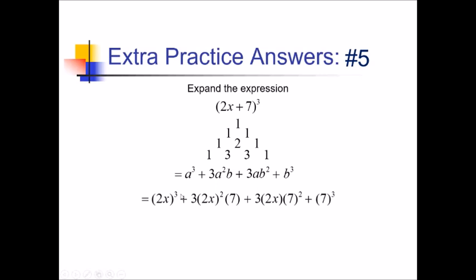2x to the third, that's going to be 2 cubed x cubed, so 8x cubed. Next, we've got 3 times 7, which is 21, and then this (2x) squared, that's 4x squared. 21 times 4 is 84, so we have 84x squared. Next, we've got, let's see here, this is 49 times 6. I could probably use a calculator, but 6 times 50 would be 300, and this is going to be 6 less than that. So this will be 294 times x.